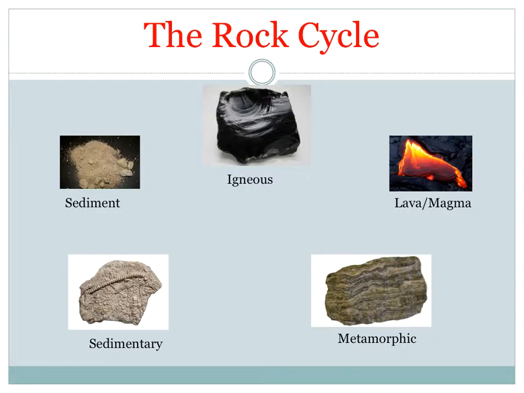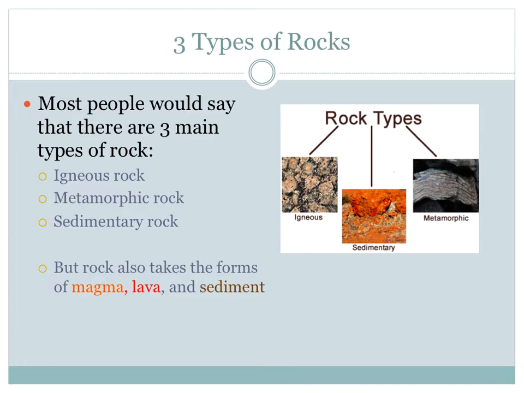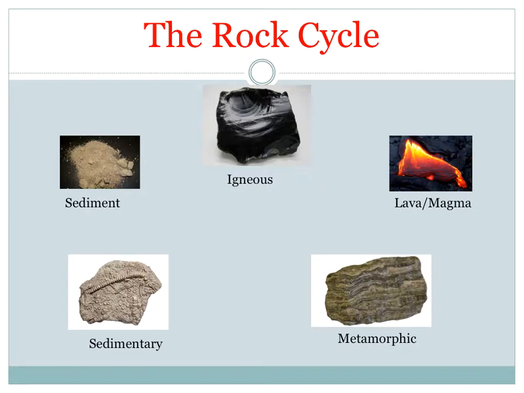So in our rock cycle that we made, there are 5 types of rocks: Igneous Rock, Sedimentary Rock, Metamorphic Rock, Sediment, and Lava/Magma. Usually most science classes only include 3, but I also include Lava/Magma and Sediment because they are forms of rock.